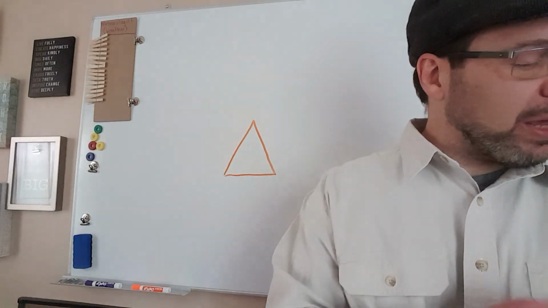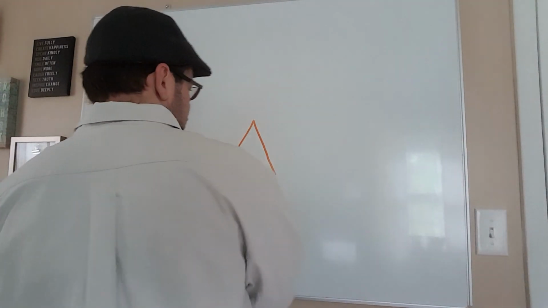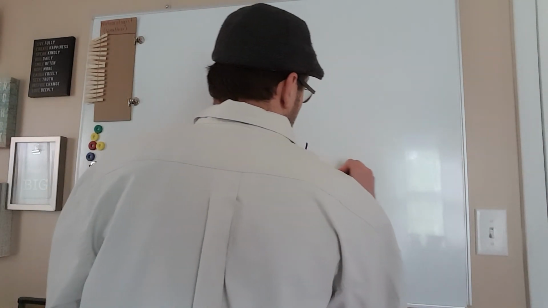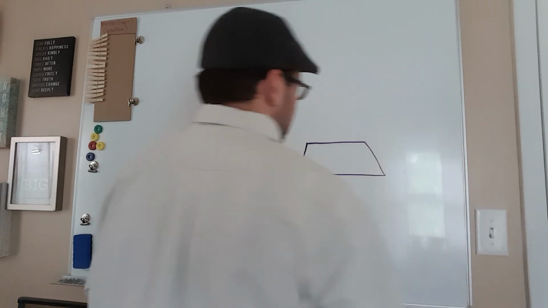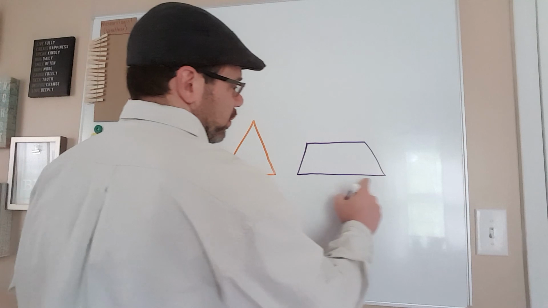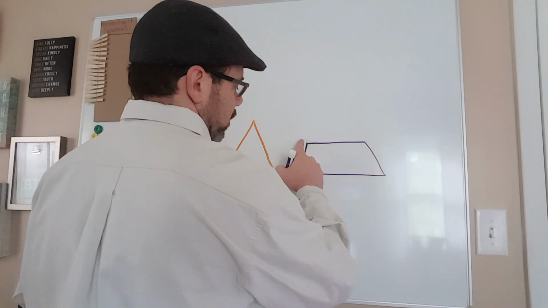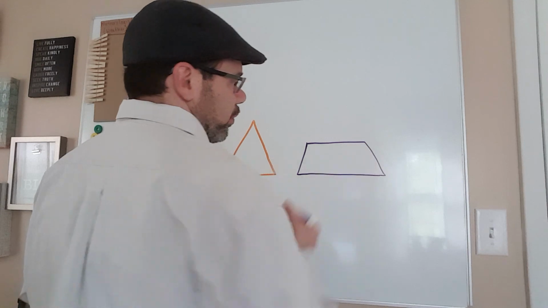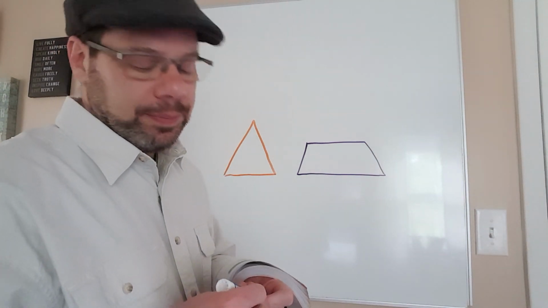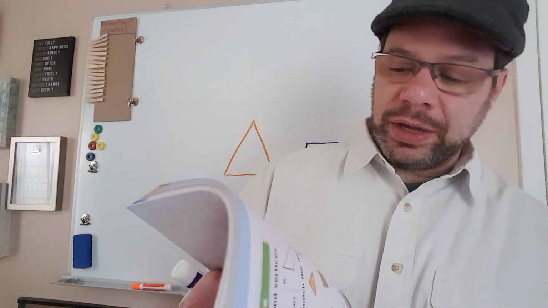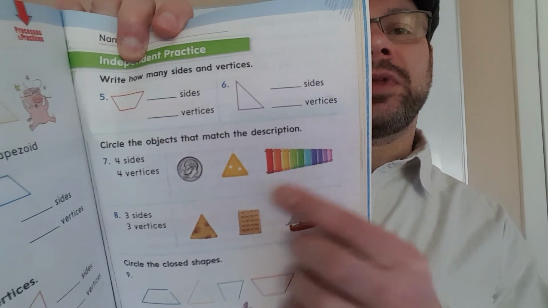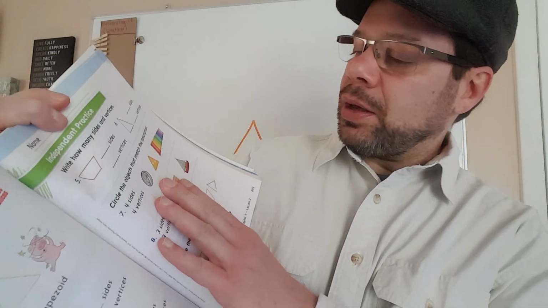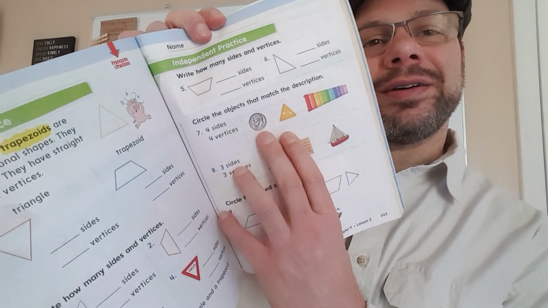Okay. And a trapezoid looks something like this. Okay, it has four sides. One side is longer than this opposite side, and then these sides are the same length, but you see how they're angling in? That would be a trapezoid. All right, so you see they're going to give you a bunch of examples of triangles and trapezoids. For example, that would be a trapezoid, that would be a triangle, and that would be a circle.